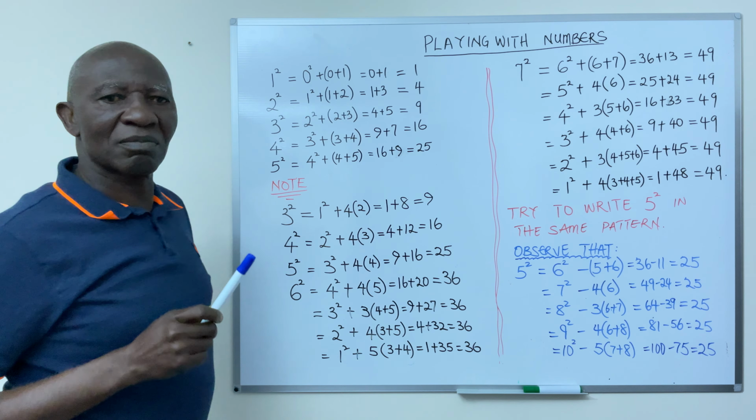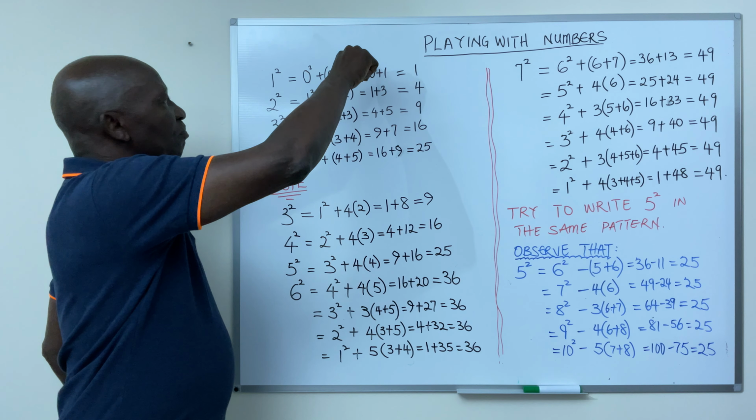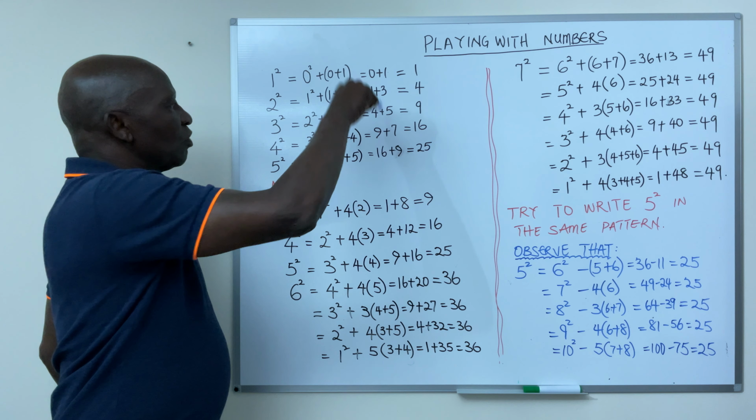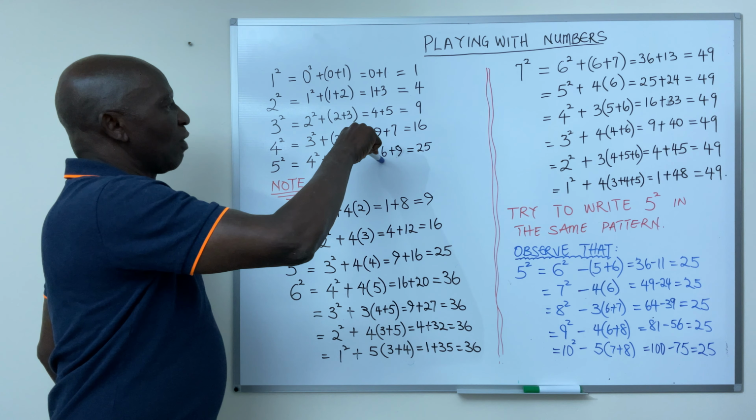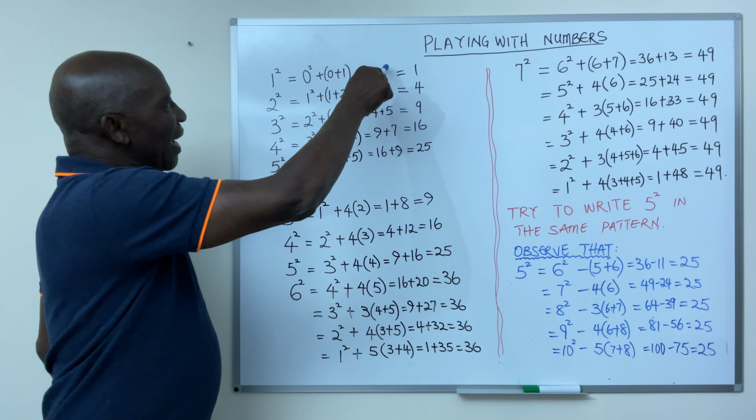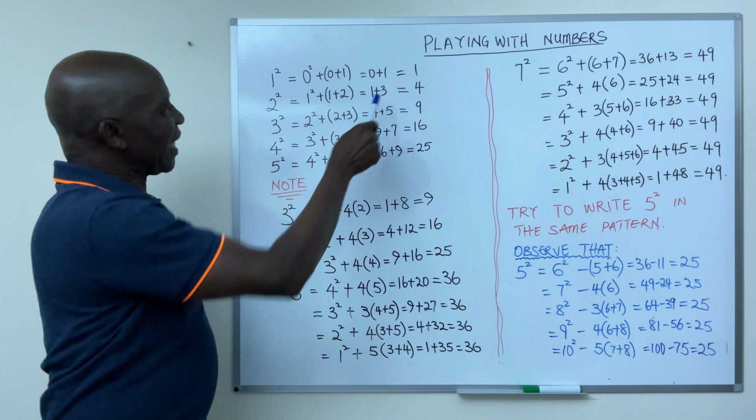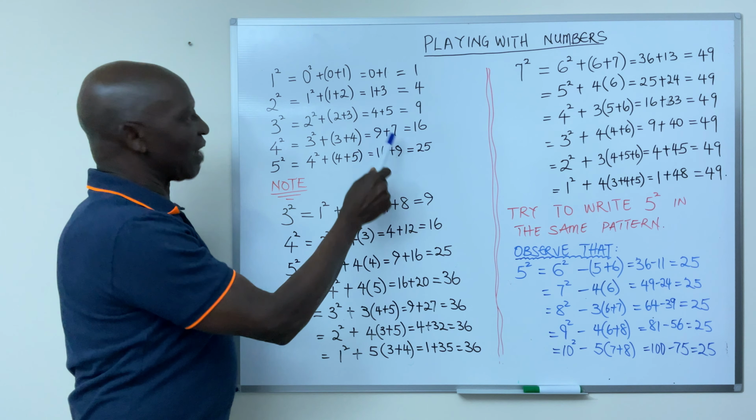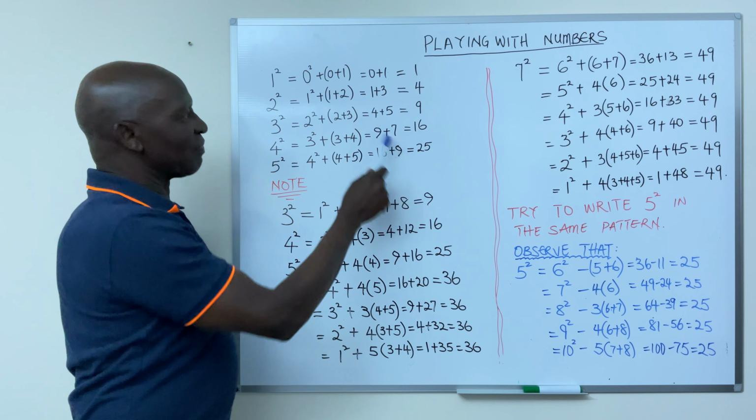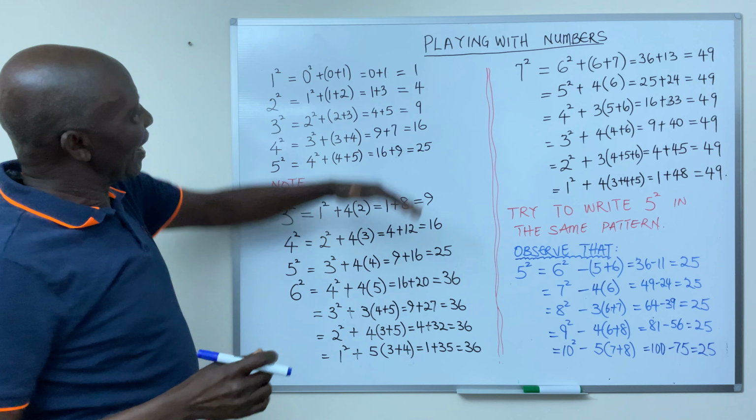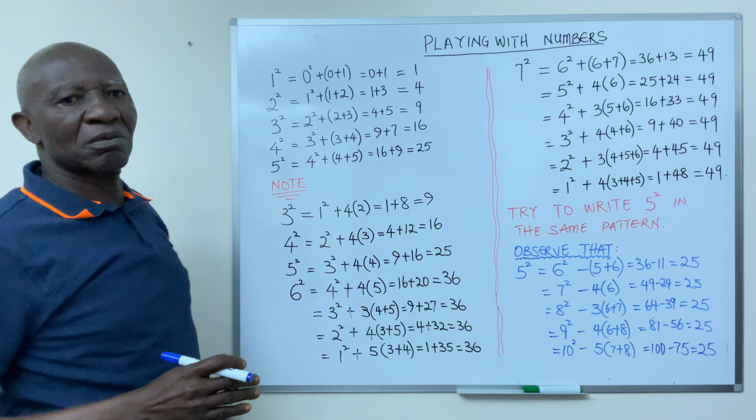And if you look at this column, this is the square of 0, square of 1, square of 2, square of 3, square of 4. And if you look at this pattern, we have 1. The next odd number after 1 is 3. The next odd number after 3 is 5. The next odd number after 5 is 7. And the next odd number after 7 is 9. So structurally, everything is programmed by nature.